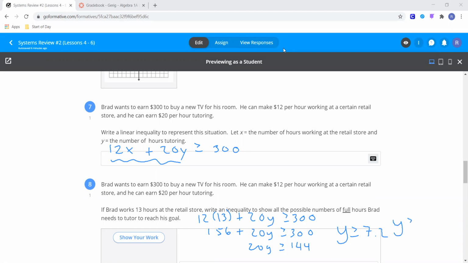So Y is greater than or equal to 8 hours. If he works 8, he's good. If he works more than 8, he's still good. But if he works anything less than 8, he did not make enough money. Okay? So that is linear inequalities.